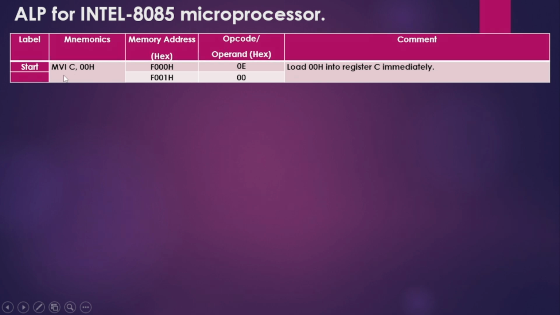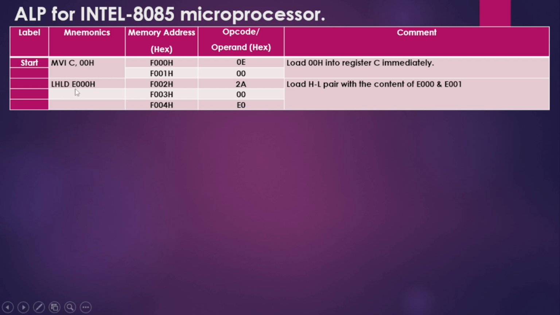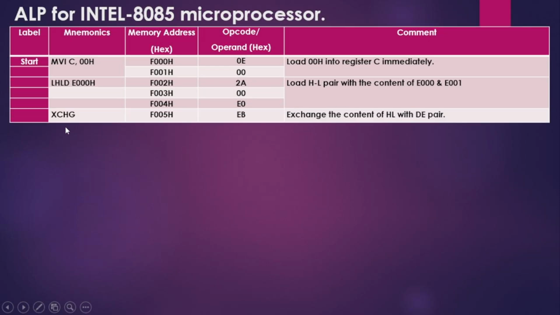MVI C, 00 means move immediately 00 hex data into the register C to clear it. The instruction LHLD E000 loads the HL register pair with data from two consecutive memory locations. Specifically, the content at address E000 is moved into the L register and the content at E001 is moved into the H register. XCHG is the exchange operation between HL pair and DE pair.